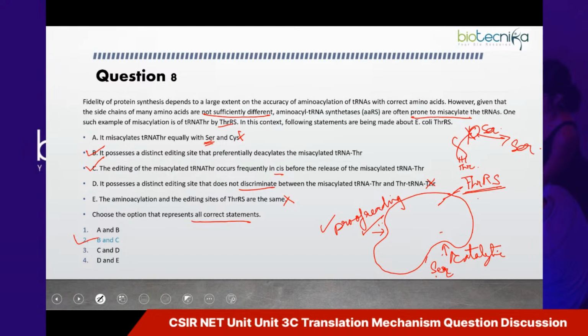Is it understood, everyone? Did you all understand the mechanism of proofreading that happens in aminoacyl tRNA synthetase? Because once you understand the mechanism, you can answer this question very easily.